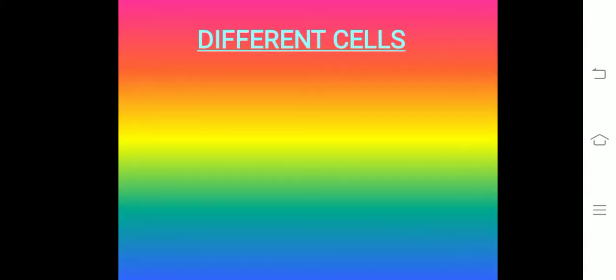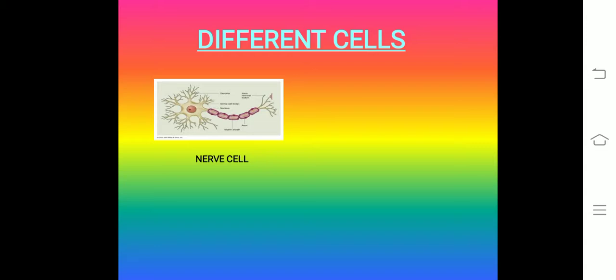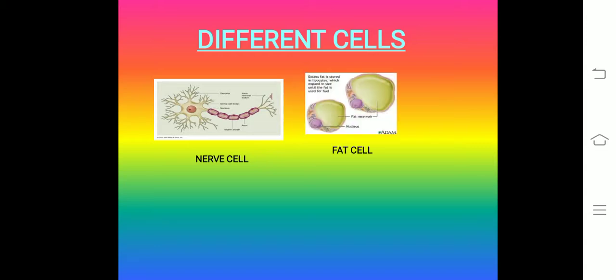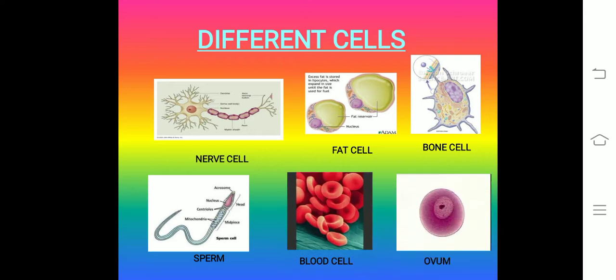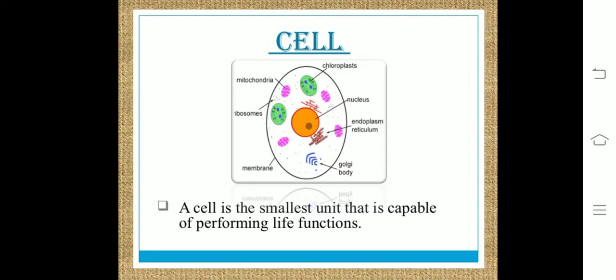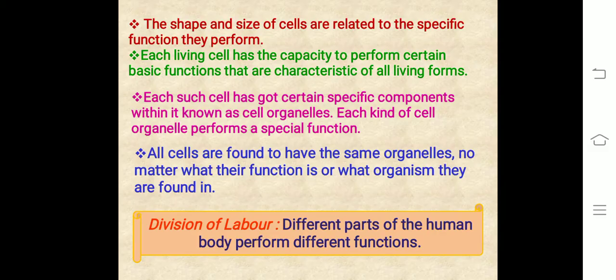Now, these are the different cells which are present in the human body: nerve cell, fat cell, bone cell, sperm, blood cell, ovum. From these cells, we can infer that all cells are of different shapes and different sizes. Now, how would we define a cell? A cell is the smallest unit that is capable of performing all life functions. The shape and size of cells are related to the specific function they perform.